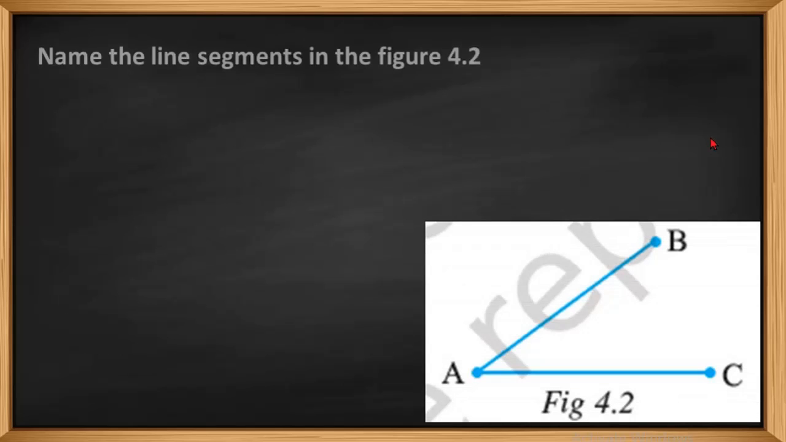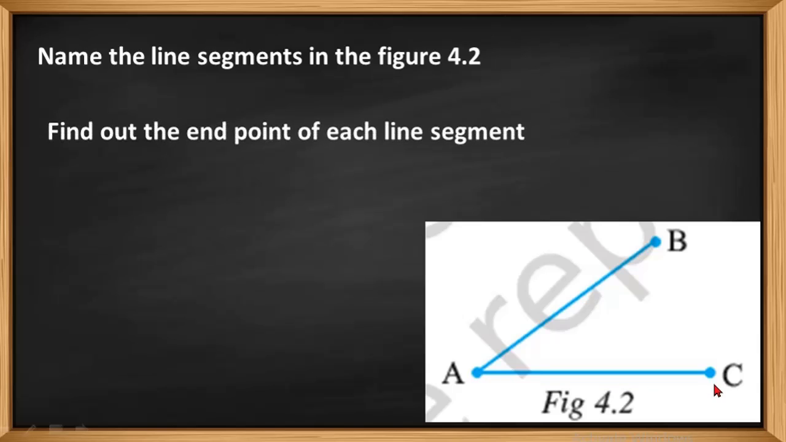Next we will see another figure, the line segment in figure 4.2. This is figure 4.2, and there are two line segments, AB and AC. So which is the common point? Here the common point is A. A is the common point between AB and AC. In AB there are two end points, one is A, one is B. Like this, in the AC line segment, one point is A, whereas the other end point is C.